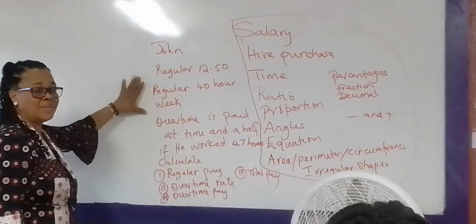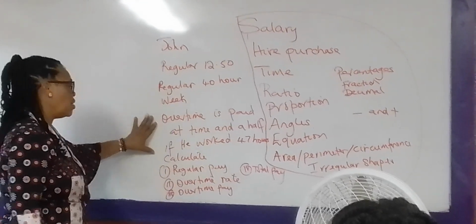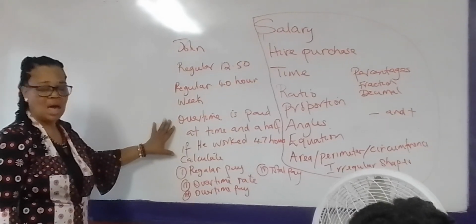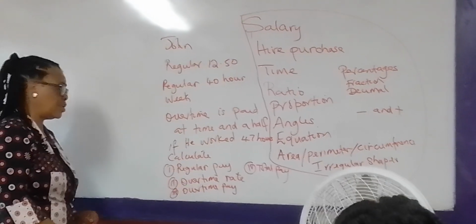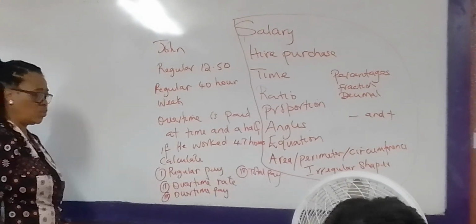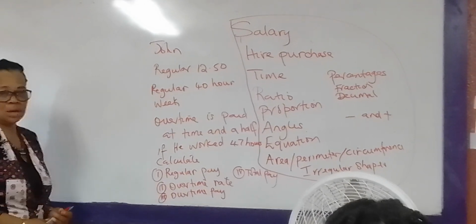His regular time is 40 hours for the week. Overtime is paid at time and a half. If you work 47 hours for the week, we are going to calculate, first of all, his regular pay.